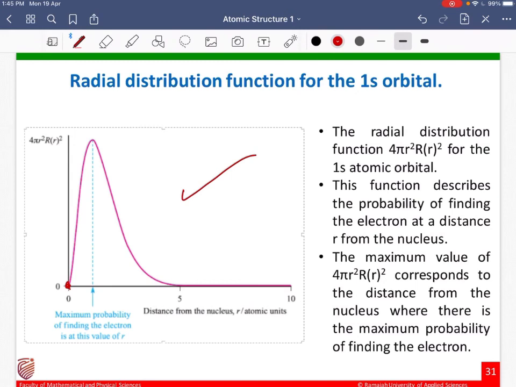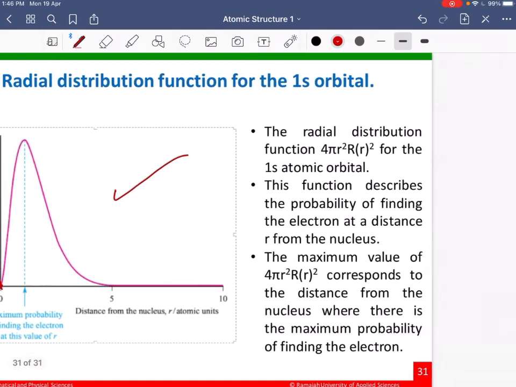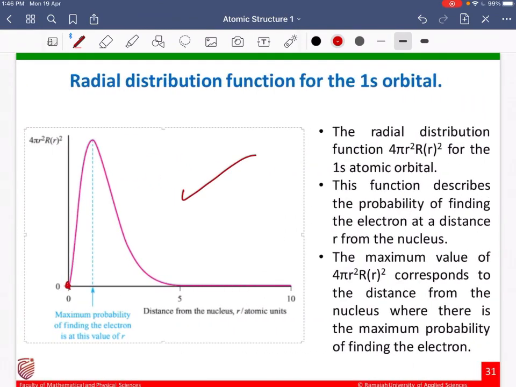So 4 pi r square R R square describes the probability of finding the electron at a distance r from the nucleus. The maximum value of 4 pi r square R R square corresponds to the distance from the nucleus where there is the maximum probability of finding the electron. So the radial distribution function, that is 4 pi r square R R square, gives the probability of finding an electron in a spherical shell of radius r and thickness dr. The radius r is measured from the nucleus.